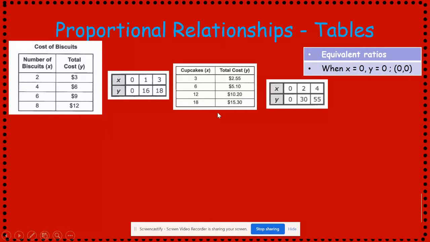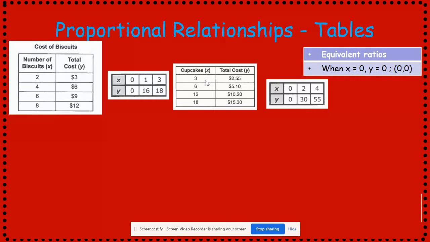Sometimes the table will not show the x value of 0. That's when we will have to use another method to determine if it's a proportional relationship. We will then take the change of y over the change of x, and simplify to create ratios. If each ratio is equivalent, that's an indicator that the information in the table creates a proportional relationship.